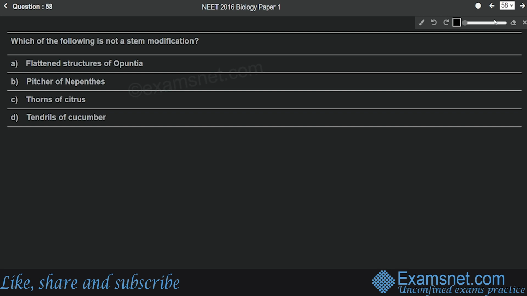Question number 58 is again from Morphology of Flowering Plants, and the question is which of the following is not a stem modification? Okay. So the first one is flattened structures of opuntia. Now this is a stem modification. This is chlorophyllous.